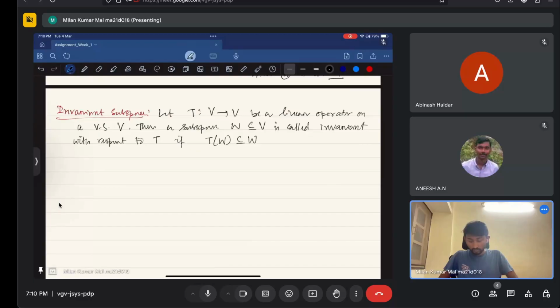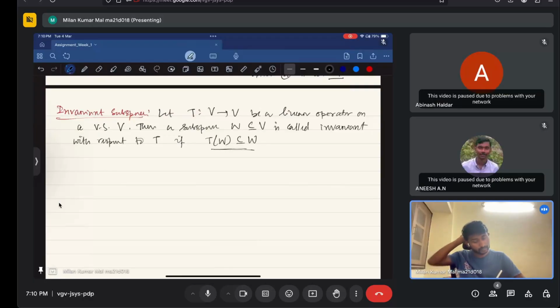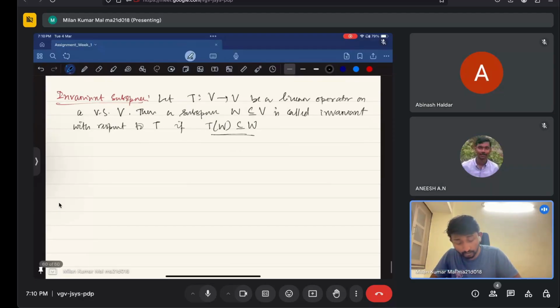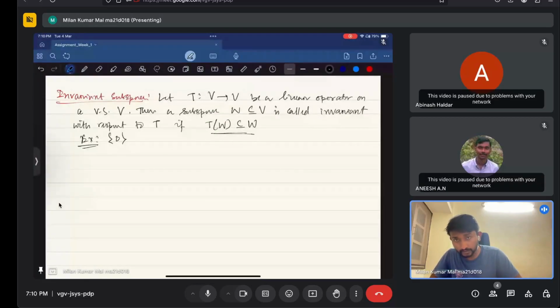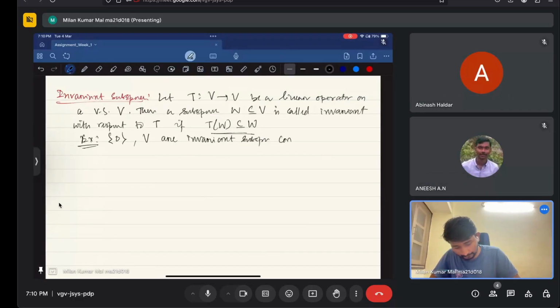Okay, so what interesting fact here is about invariant subspaces. For example, one can take the zero space, consider zero, this is a vector subspace, and V, the full space, are invariant subspaces corresponding to any linear operator T. Okay, but the interesting fact here is that I will talk about two facts.